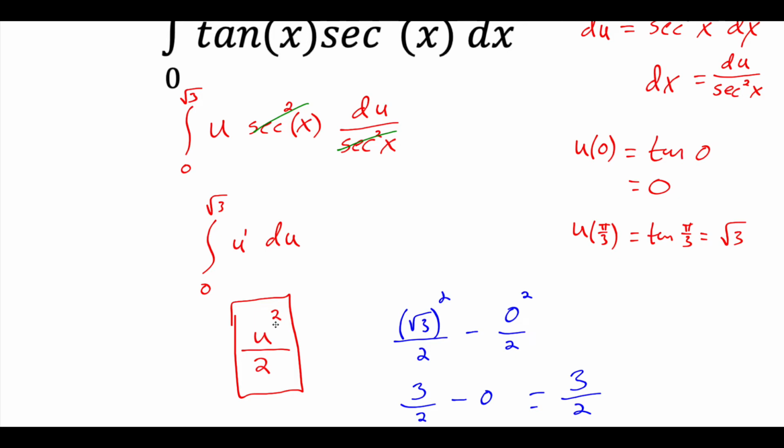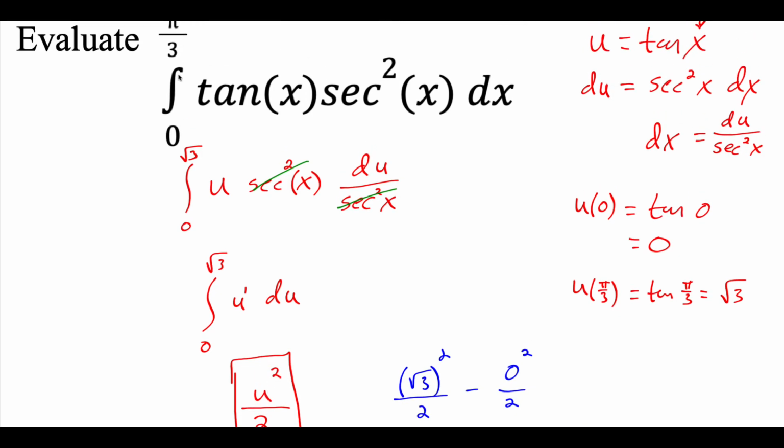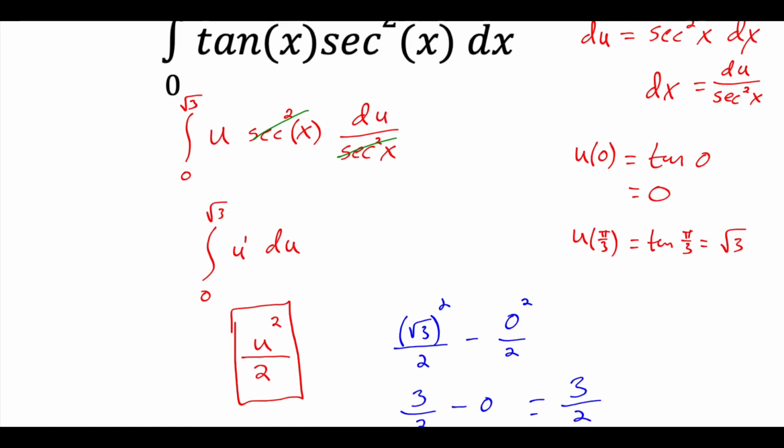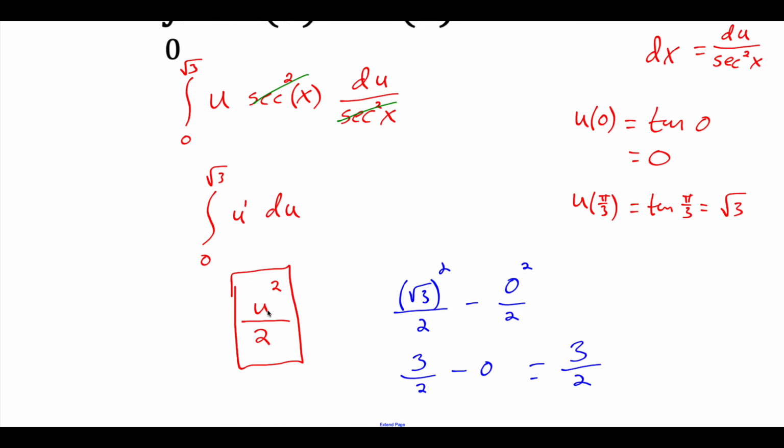Now we could have plugged that tangent back in, but then we would have had to use the original upper and lower bounds as we're doing our evaluating. But doing the substitution with the u and also with the upper and lower bounds can make evaluating that definite integral a little bit easier.